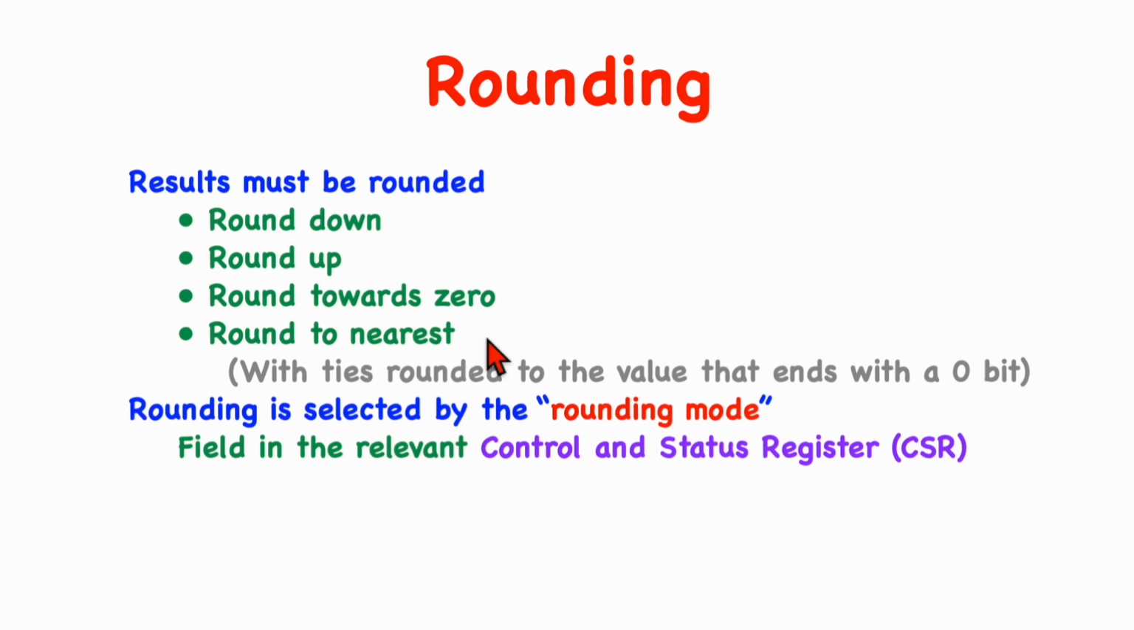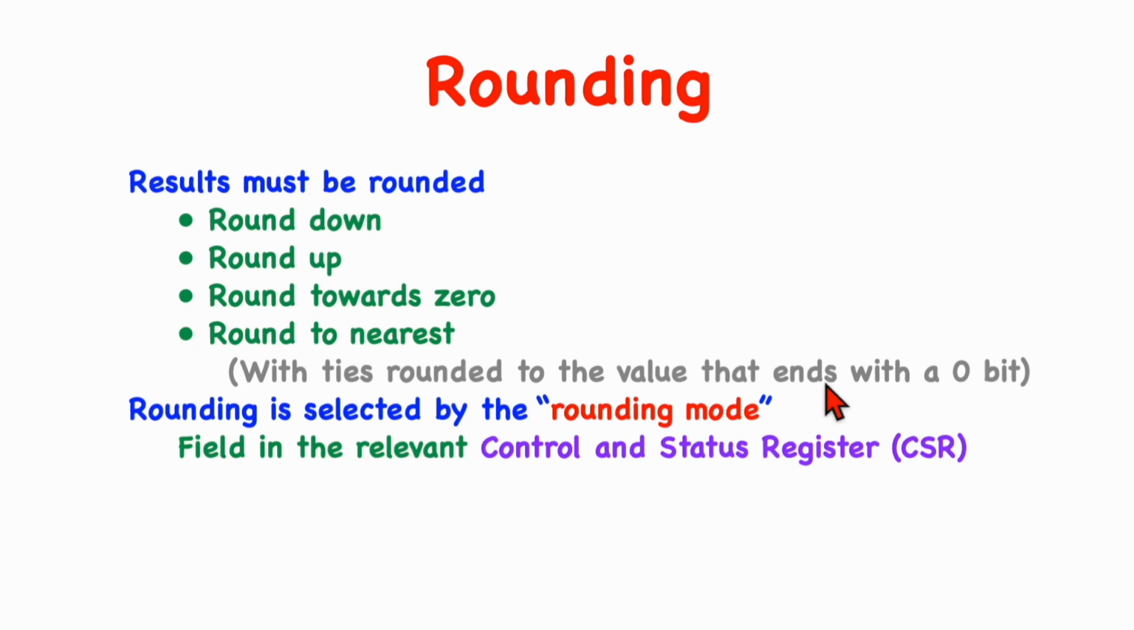point value. So we can always have a tie. That is, the exact result might be halfway between two values that are representable. So the spec requires us to round it to the nearest value that ends with a 0 bit. Okay, so that sort of prevents any kind of bias by sometimes rounding up and sometimes rounding down.